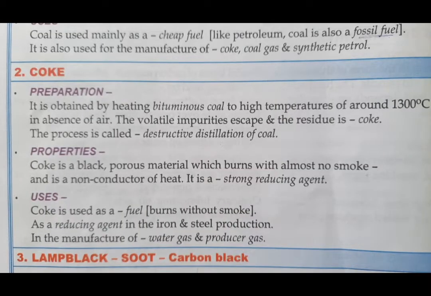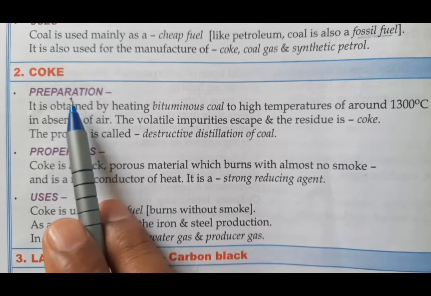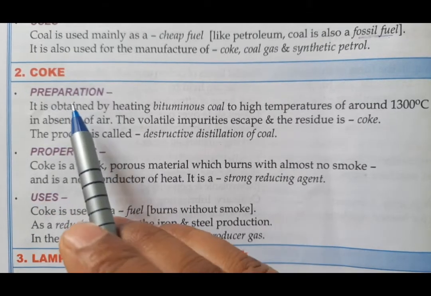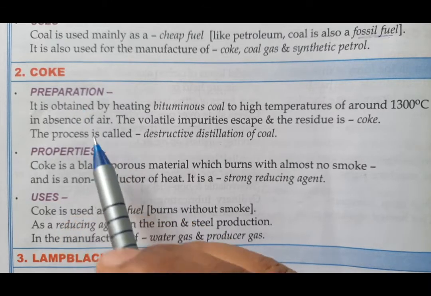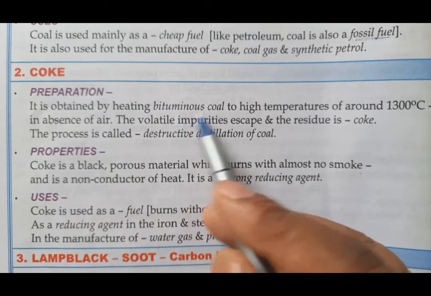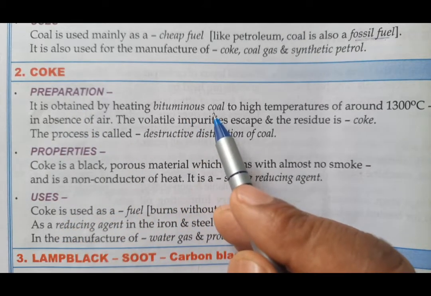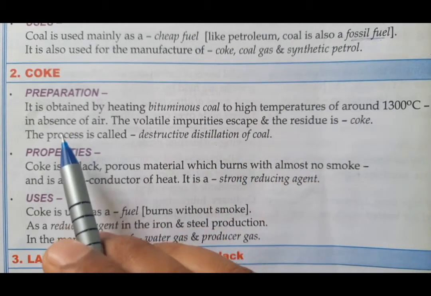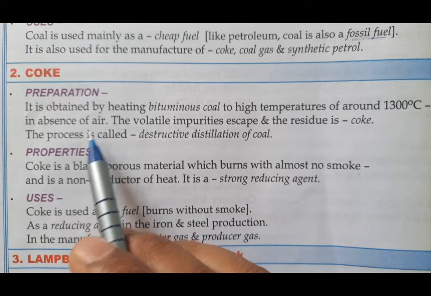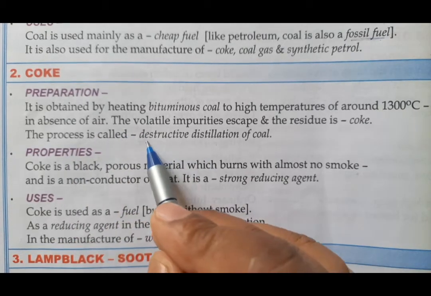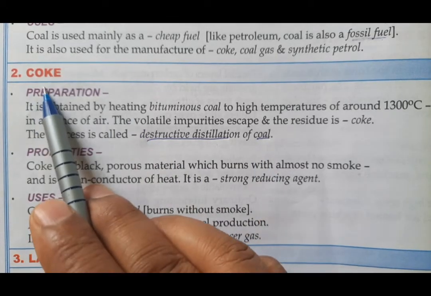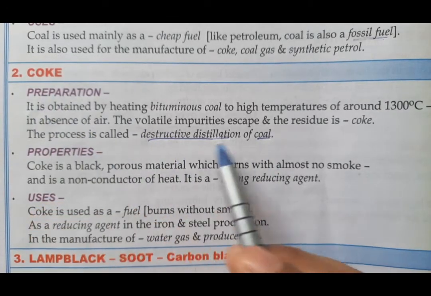So now students, we will see another amorphous form of carbon, that is coke, its preparation, properties, and uses. Do remember, coke is prepared by heating bituminous coal, which contains 85% carbon, at a high temperature of around 1300 degrees Celsius, and we do so in the absence of air. And this process is known by the name destructive distillation of coal. So do remember, coke is manufactured by the process called destructive distillation of coal.